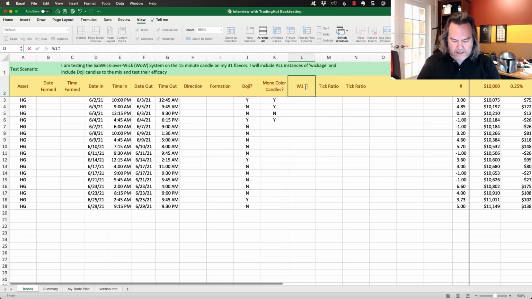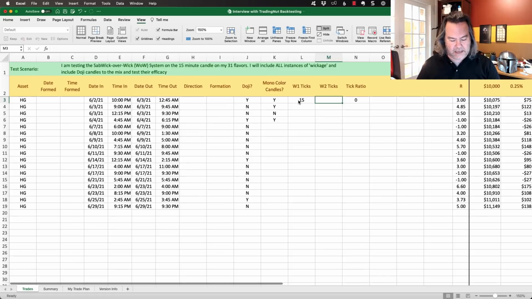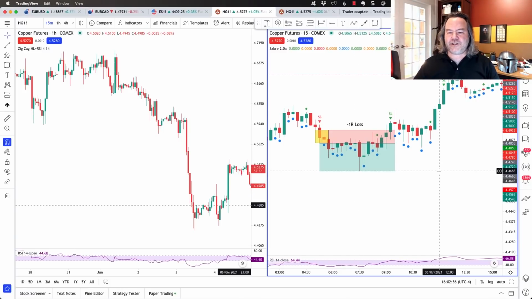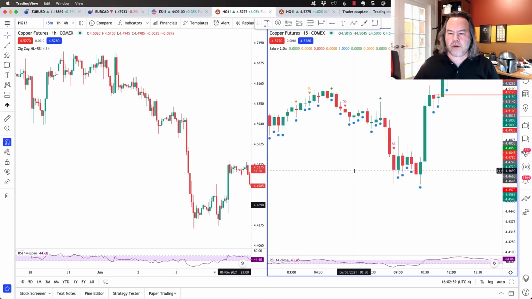Wick 1 ticks, wick 2 ticks, and your tick ratio is this divided by that. So you can say this one was 15 ticks and this one was 8 ticks, and you realize, man, that's a little bit off. So you can say, at what ratio should I not take this trade? Do the wicks have to be 80%? Do the wicks have to be 30%? Identical. So again, we're refining as you're backtesting your system. You're coming up with more and more situations.